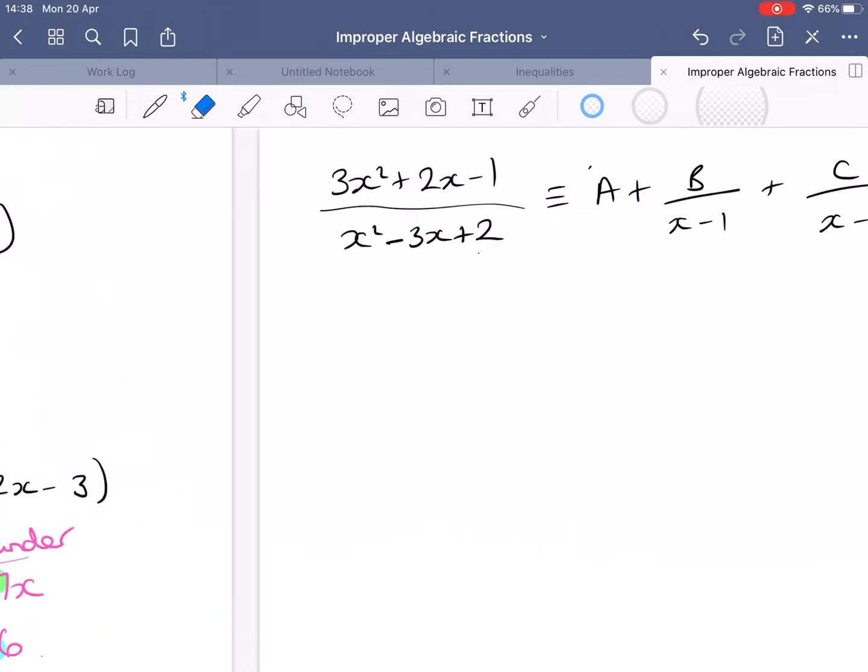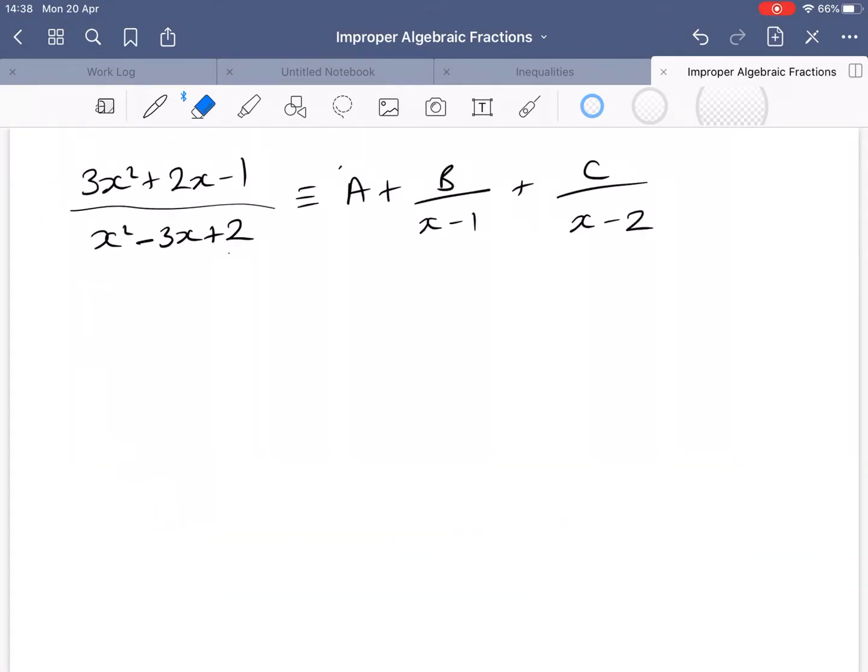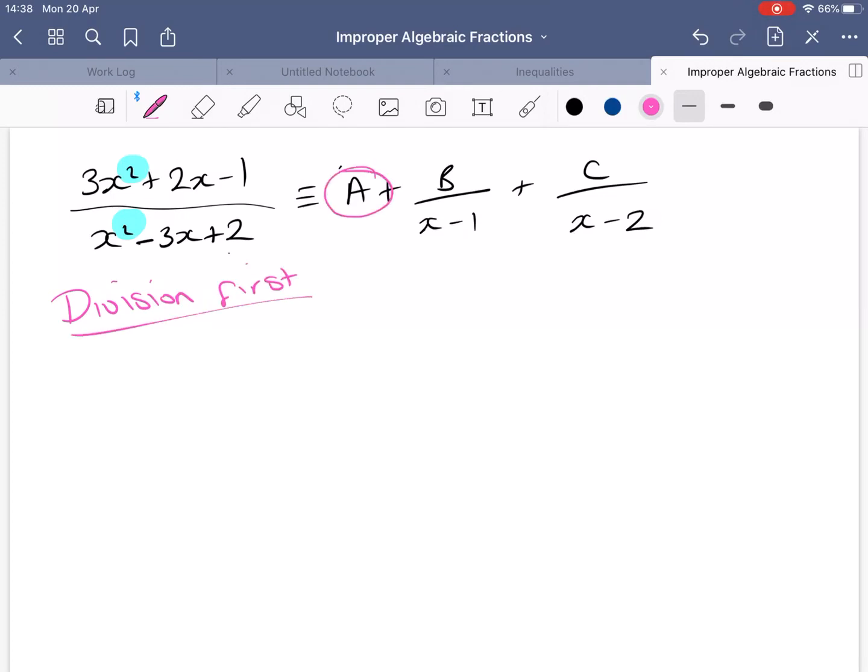So let's go back to our partial fractions. So here we go. We've got an improper fraction. How do we know it's improper? Because they are both degree of order 2. In other words, they're both quadratics. So that means it's an improper fraction, and so that means we have to do the division first. We have to do the polynomial division first to work out what this number here is, what this letter A is. So do my grid method.